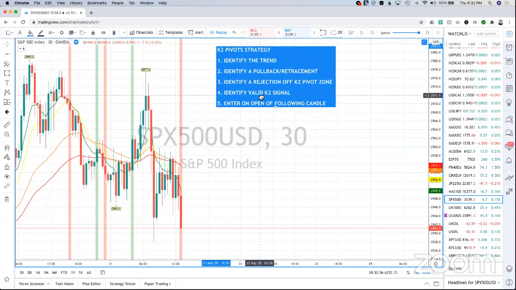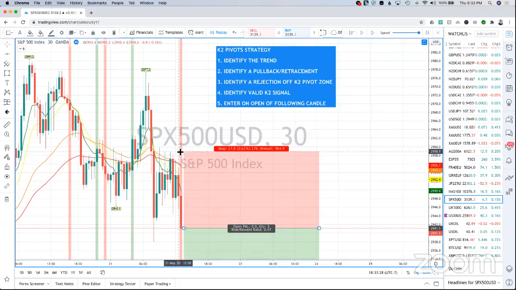So right here, identify the trend. You can see right here the pivots are angling down. They're kind of spread out, so it's a strong downtrend. We identified a pullback right here. Price came down, and then it retraced right here. Price kind of passed the pivots, but not 100%. They're still within the pivot zone area. So we had the pullback right here, the rejection right here, valid K2 signal right here. It's a sell signal with a red bearish candle. We have all requirements met. So in this situation, enter sell. Put your stop loss at the previous swing, which would be somewhere around here, about like 180 pips.